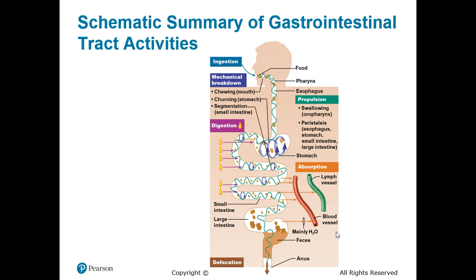So here is just a summary of the activities that you can find. For example, ingestion happens in your mouth. You have mechanical breakdowns such as chewing, churning, goes down your esophagus, propulsion, so swallowing counts. It moves through peristalsis through your esophagus, stomach, small and large intestine. Here it shows digestion happening. Even if you get down all here, absorption happens. So things go out of your digestive tract into your blood vessels and your lymph. And then eventually at the end, you're going to have feces, which gets released through your anus.